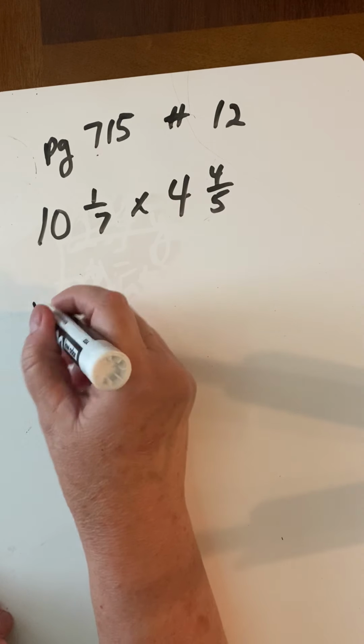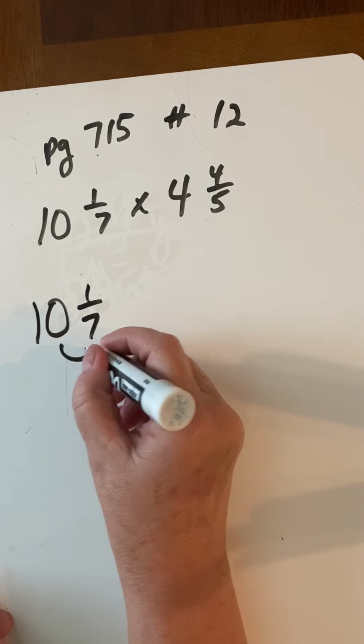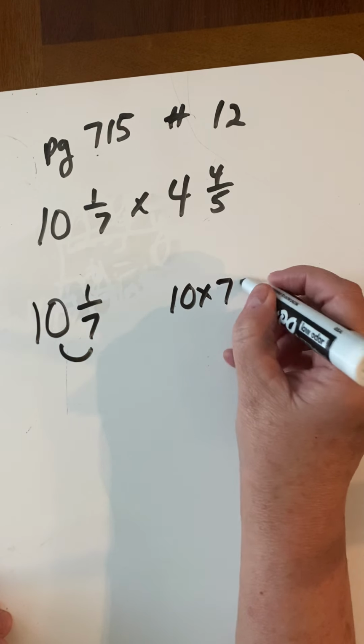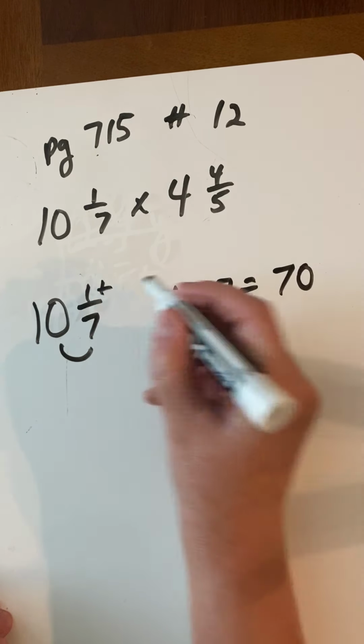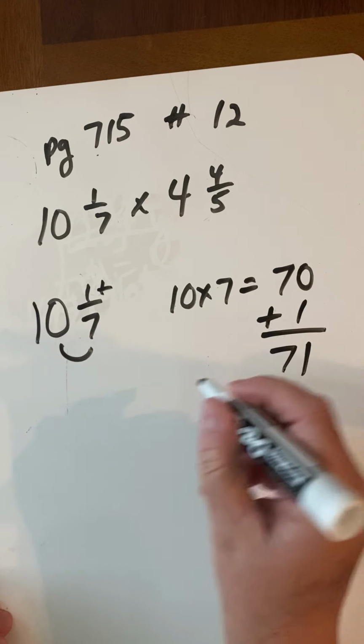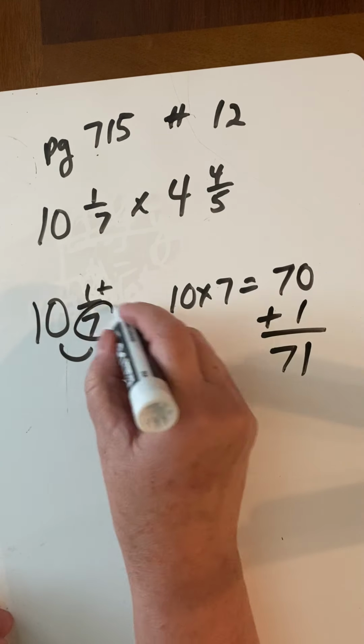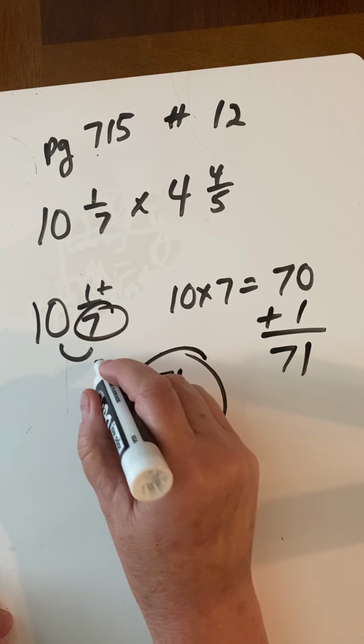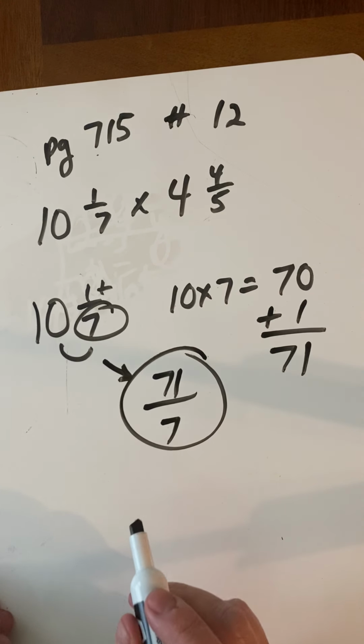fractions. And so the way we're going to do that, we have 10 1/7. We're going to multiply the 10 times the 7, which gives us 70. We're going to add to it the numerator, which is 71. And then we're going to keep the same denominator. So 71/7 is the same thing as 10 1/7.